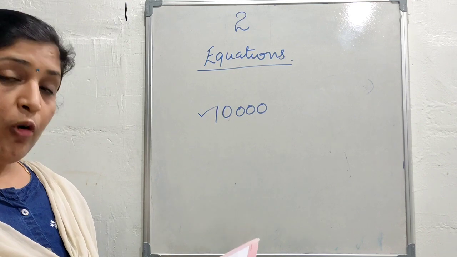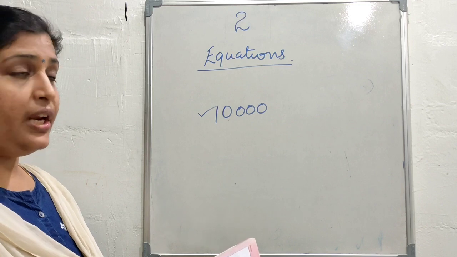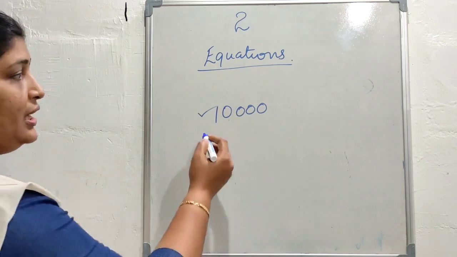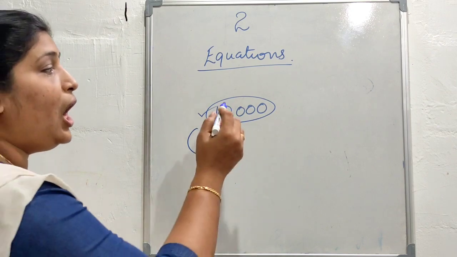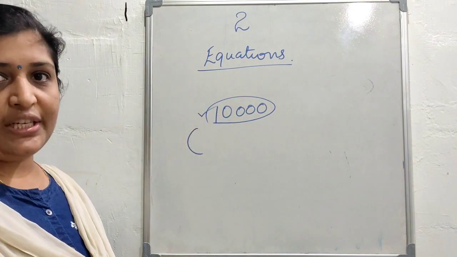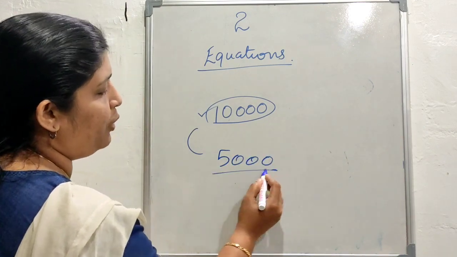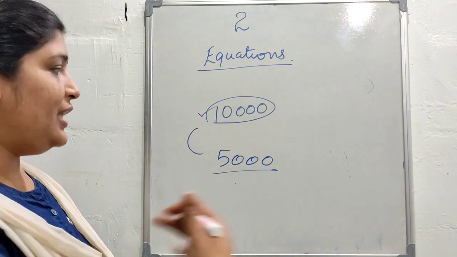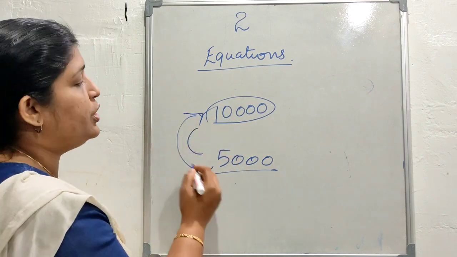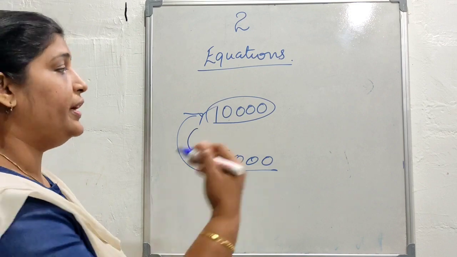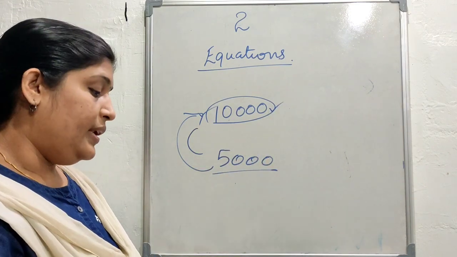The amount will be doubled in 6 years. Then how much money will be deposited in the scheme to get 10,000 rupees? Yes, half of 10,000, right? Half of 10,000 is 5,000 rupees. If we deposit 5,000 rupees, then after 6 years we will get double of this 5,000. Double of 5,000 is 10,000 rupees. Okay. Then next question.